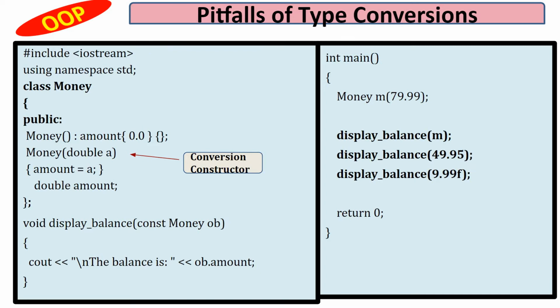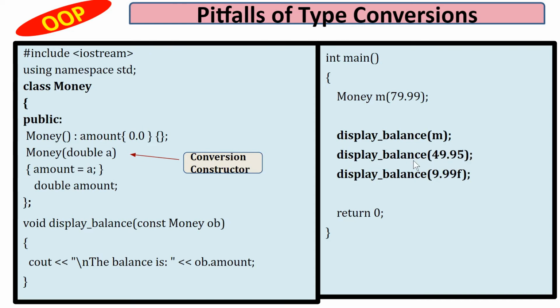Now check out the display balance function calls. There are three display balance calls. First is display balance where you are passing m as an argument. Now display balance has a constant Money object parameter, so you can pass Money object m. So the first display balance will not cause any problem. It will pass the object to the display balance function, and then ob.amount will be displayed. Now if you observe the second and third lines, you have written display balance 49.95.